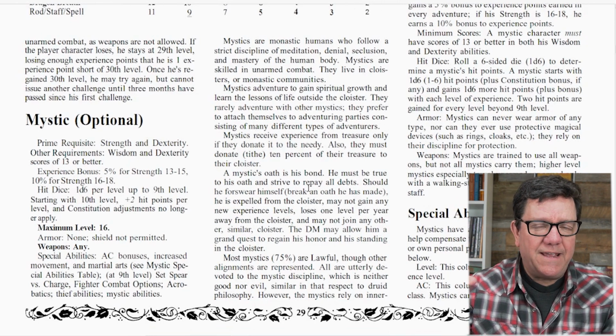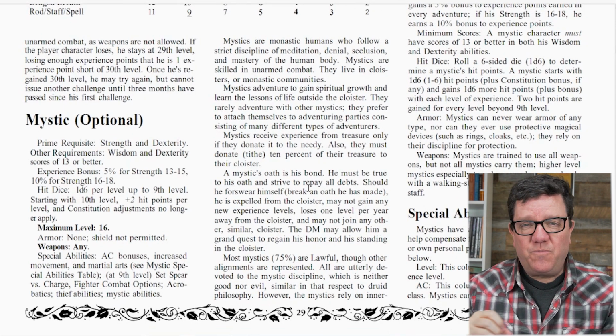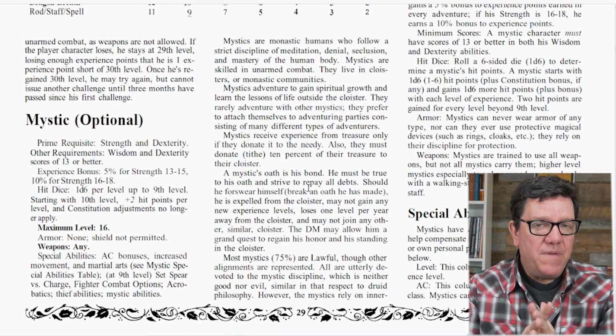They start off really weak. And then if you do live, they do get strong at the end. They get all sorts of abilities. But again, it's an optional class. I'm saying just start with the 7 main classes.